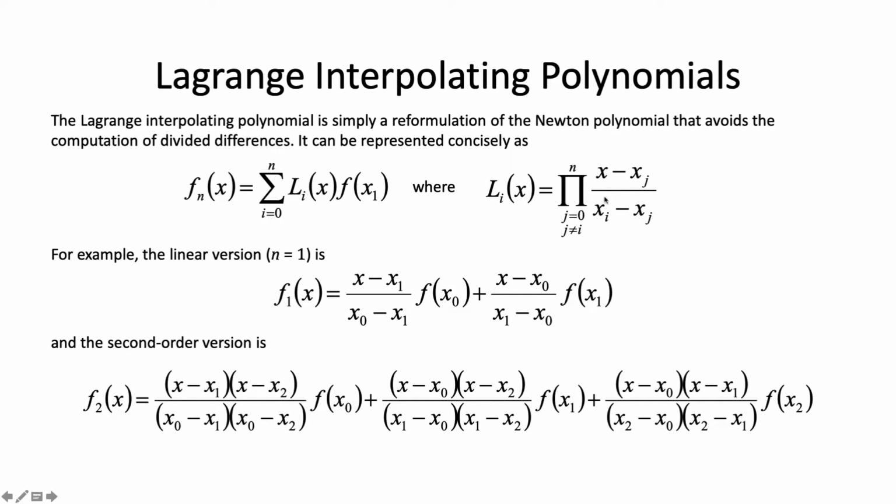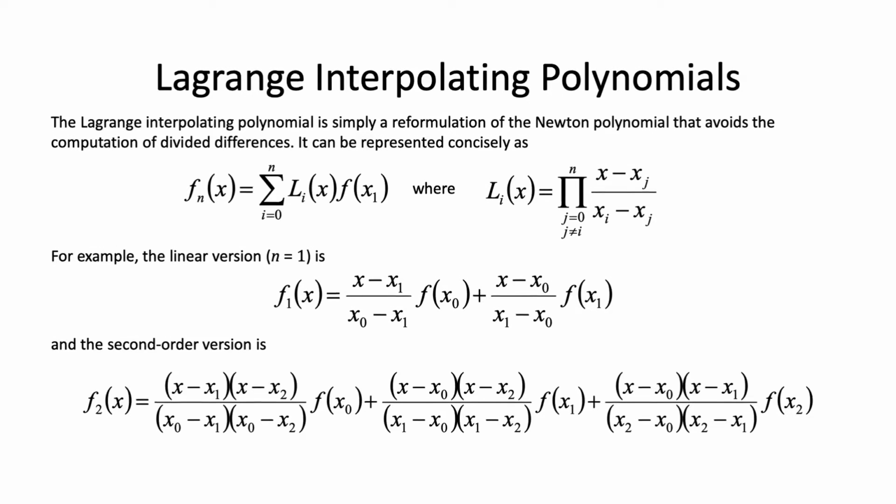And then j equals 1, we have x minus x1 all over x2 minus x1, which is what we have here, multiplied by f of x2. Okay, so this is how we derive the Lagrange interpolating polynomials. These are the equations that we use in order to determine the values between any given data points.